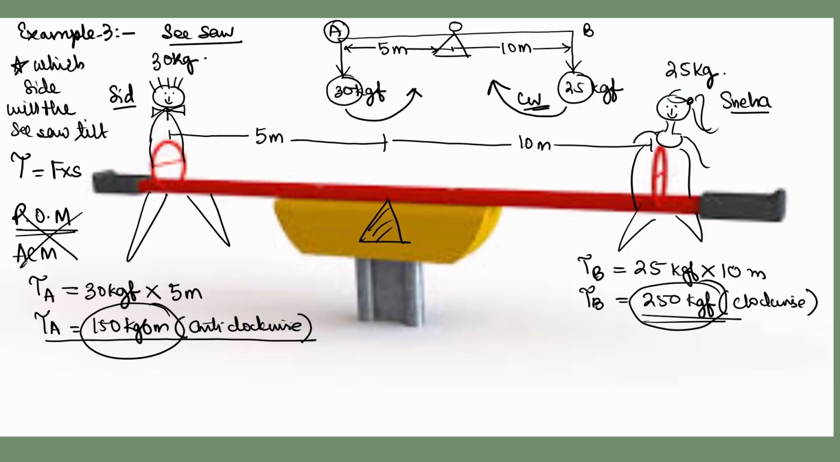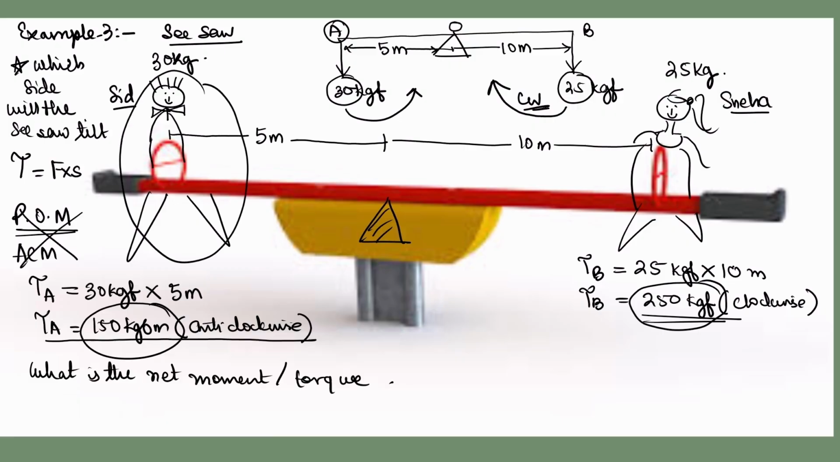And by how much? What is going to be the net torque? What is the net moment? Net torque is the difference between both the torques, because Sneha can go down with the entire torque of 250 kgf meter, but there is Sid sitting over here who is offering a counterbalancing of 150 kgf meter. So what will be the net moment? It will be 250 minus 150, that is equal to how much? 100 kgf meter. And what is the direction? It will go clockwise. All right.